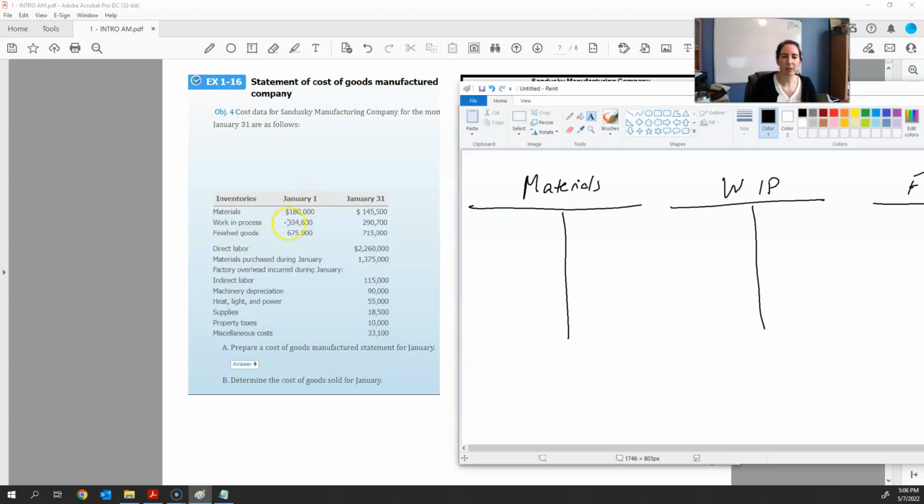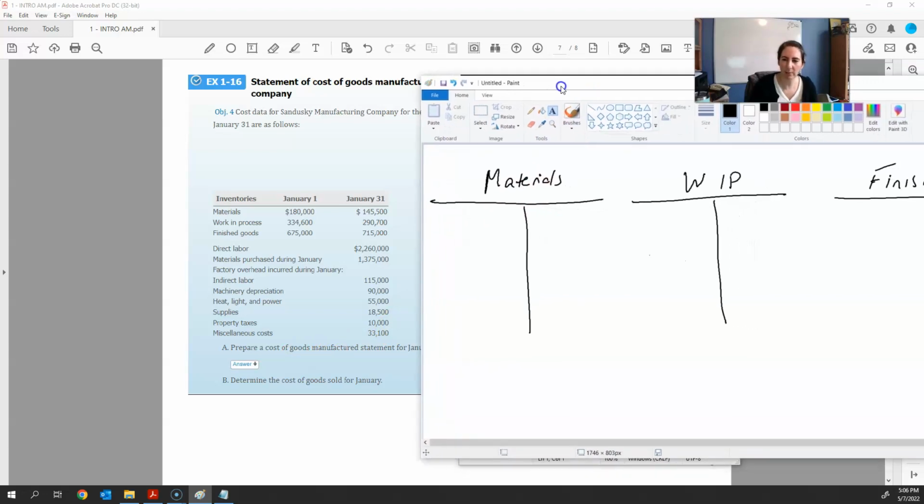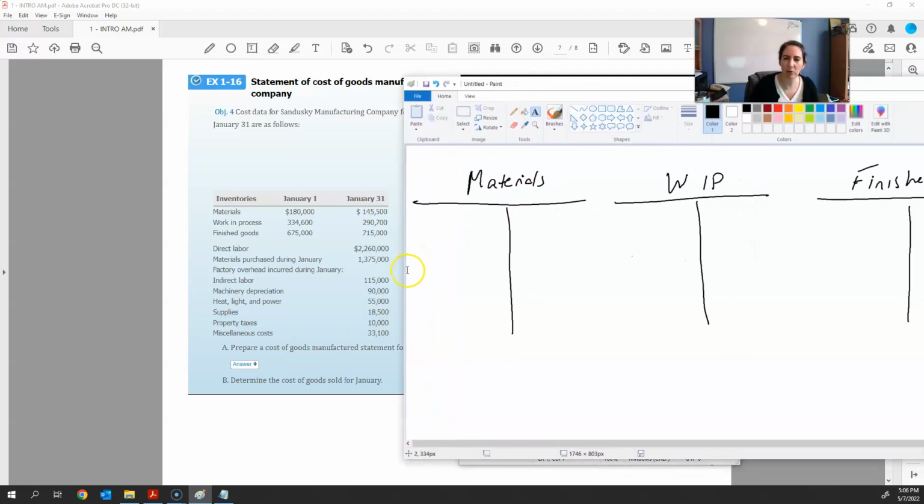And we've got the balances of the accounts from the beginning of the month to the end of the month, and we also have direct labor, materials purchased during the month, factory overhead costs, and so on. So they want us to prepare a cost of goods manufactured statement. And I like to kind of side illustrate it with these T accounts, okay? Because I just think it's helpful to be able to visualize it.